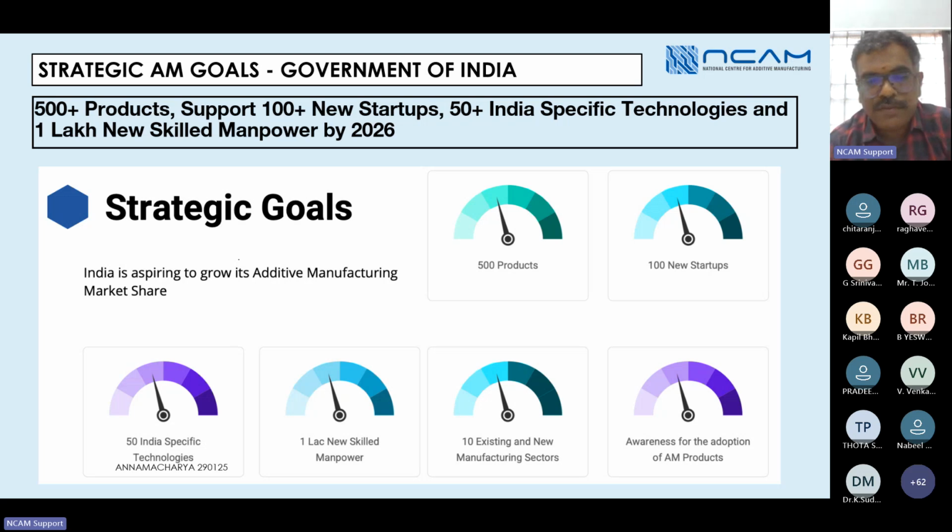And next is awareness for the adoption of AM products. People know about additive, but they are not adopting. So there is one area where we should make them adopt this technology, which is a hurdle of qualification frameworks, and we need certain guideline documents. That is one of the major initiatives we are taking care of to get this certification and qualification done, and the framework for adoption of AM products is one of the strategic goals. So these are the strategic goals which the Government of India has given to NCAM.